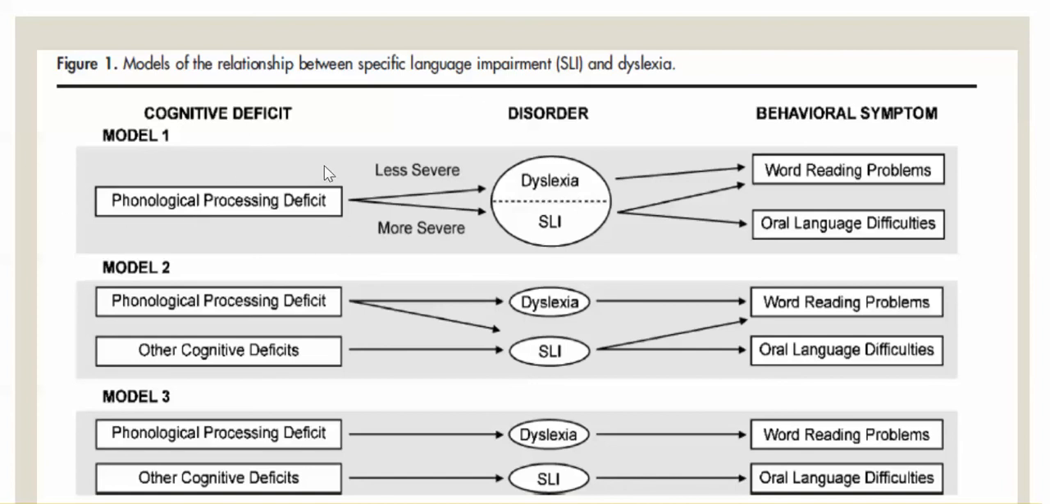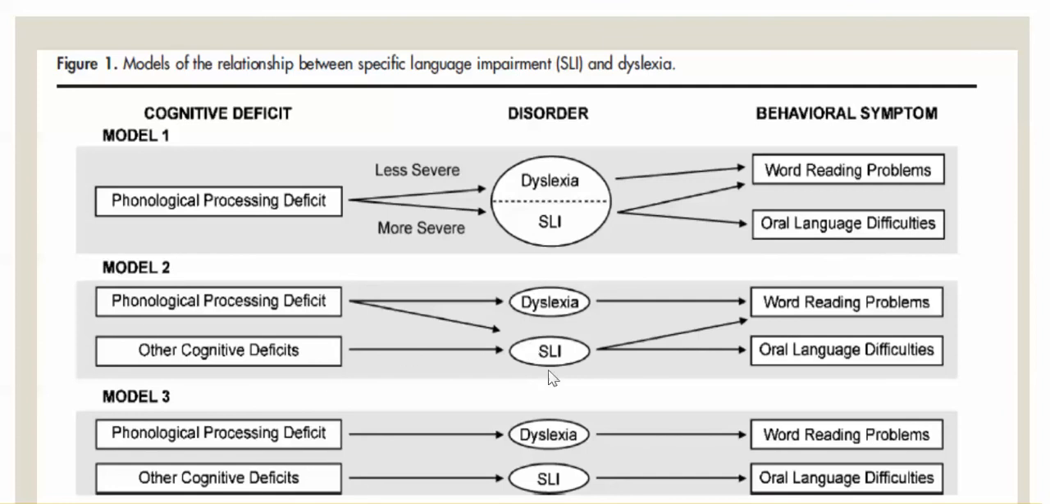The first one is that perhaps there's a core phonological processing deficit that results in a less severe disorder, which is dyslexia, resulting in word reading problems. And that as a part of that, there could also be a more severe phonological processing deficit that results in SLI, which in turn manifests itself as word reading problems and oral language deficits. So this was the first model that they were exploring, that there's one core phonological processing deficit that presents itself in two ways, less severe, which is dyslexia, more severe, which is SLI.